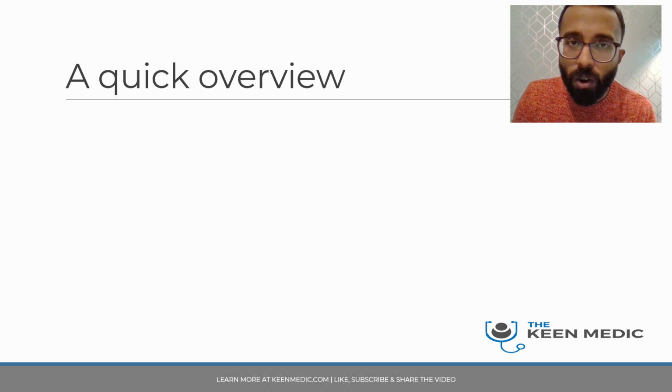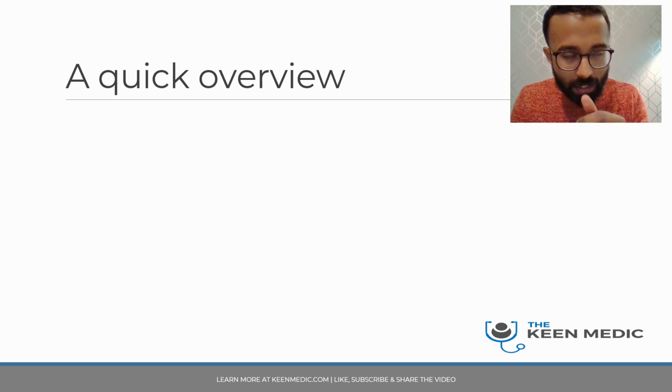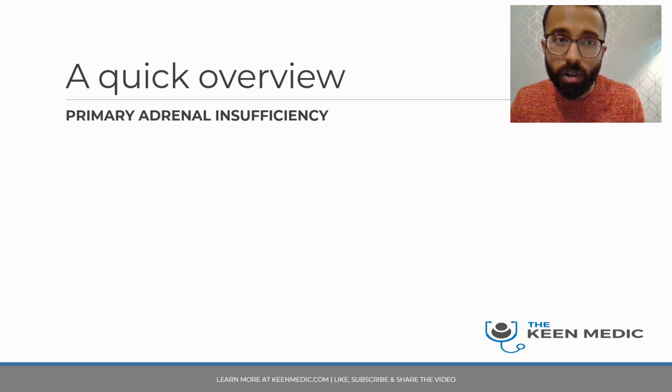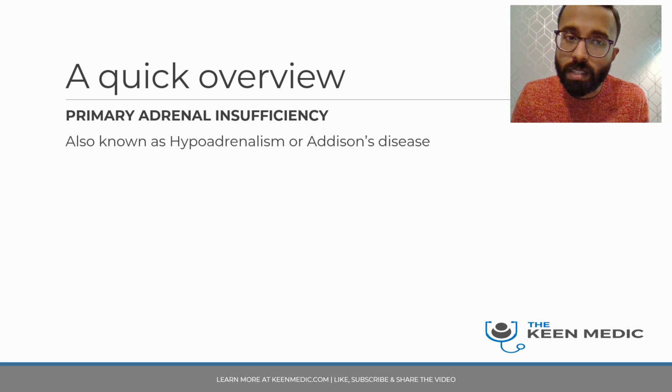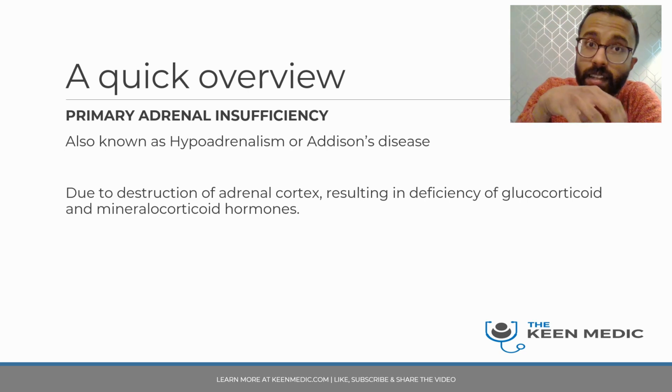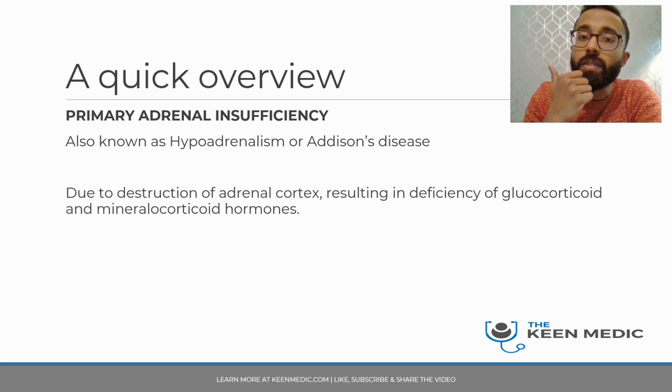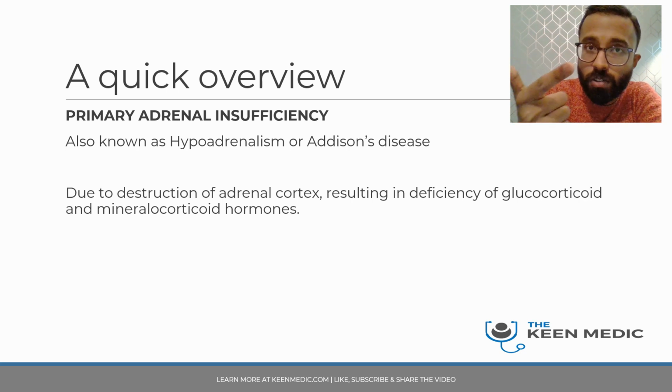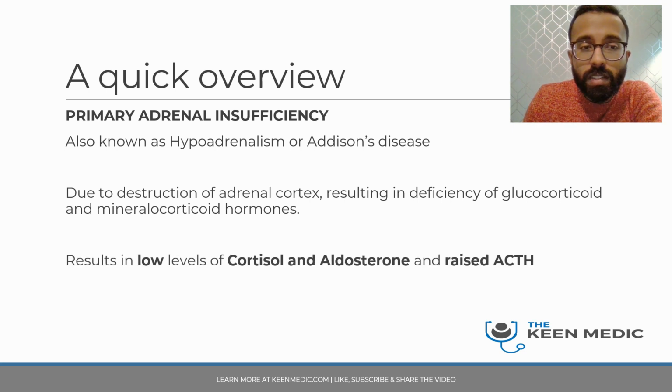So here's a quick overview of Addison's now. Addison's is essentially primary adrenal insufficiency, also known as Addison's disease or hypoadrenalism, okay? So this is a condition where there is destruction of the adrenal cortex, which sits within the adrenal glands, which sit on top of the kidneys on either side, as we all know, resulting in deficiency of glucocorticoid and mineralocorticoid hormones, which would be cortisol and aldosterone, respectively. Okay, results in low cortisol and aldosterone and raised ACTH.